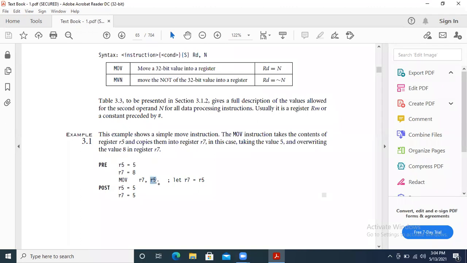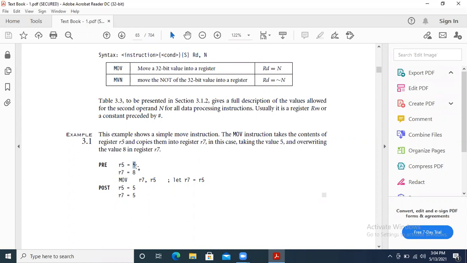So what I do is copy the data from R5 to R7. Whatever the value in R7, it gets deleted here. At that place, the R5 value is placed. So after execution, what happens? R5 is as it is, R5 only, because I'm copying here.